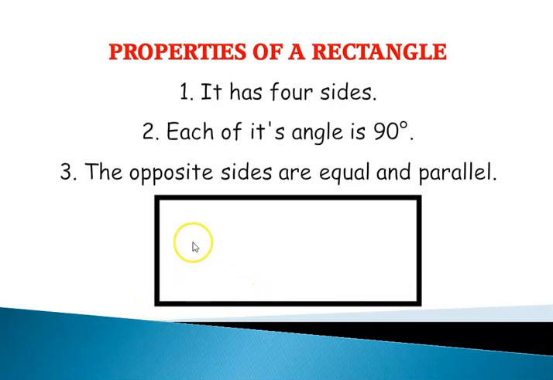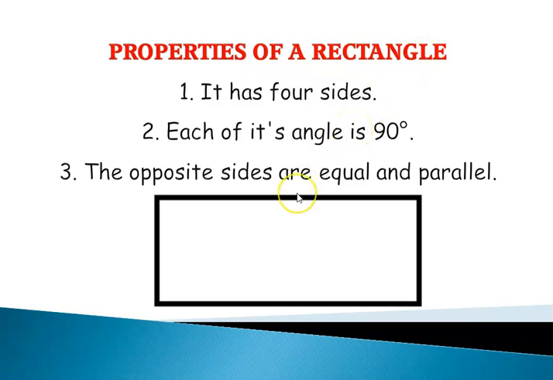And then we said the sum of their interior angles. These are the interior angles, these internal angles. By the time you sum up these 4 interior angles, it should give you 360 degrees. So those are the properties of a quadrilateral generally. But now we want to look at the properties of a rectangle. Remember, we said a rectangle is an example of a quadrilateral. So, properties of a rectangle.